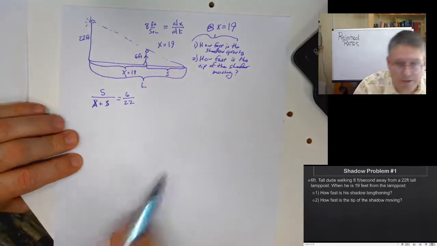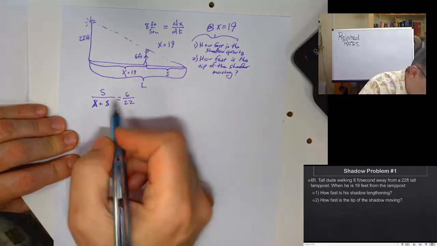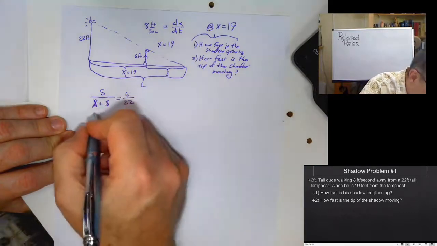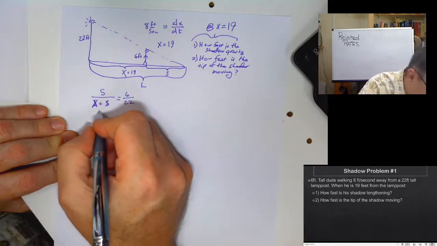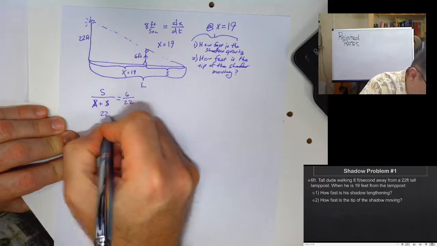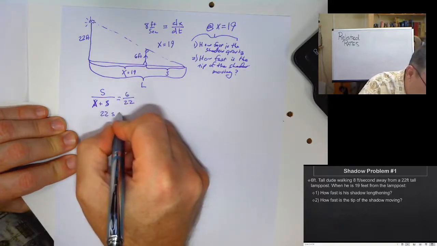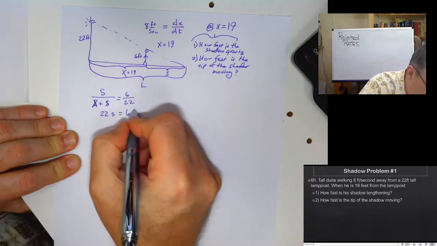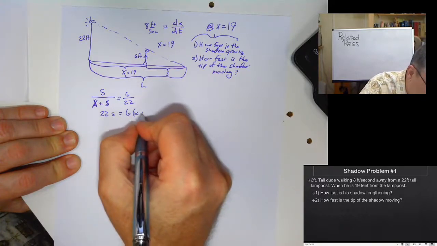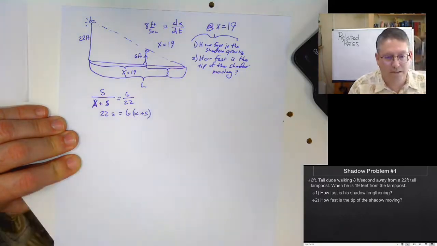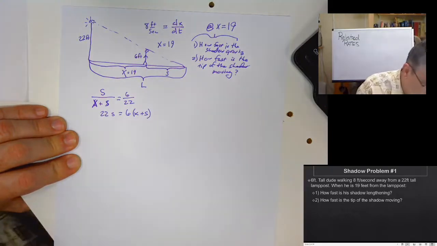So the first thing we want to do is get rid of the fractions. So we're going to put the 22 over there. And so we're going to have 22s equals 6x plus s. That makes sense? Good. It should. That's pretty straightforward.